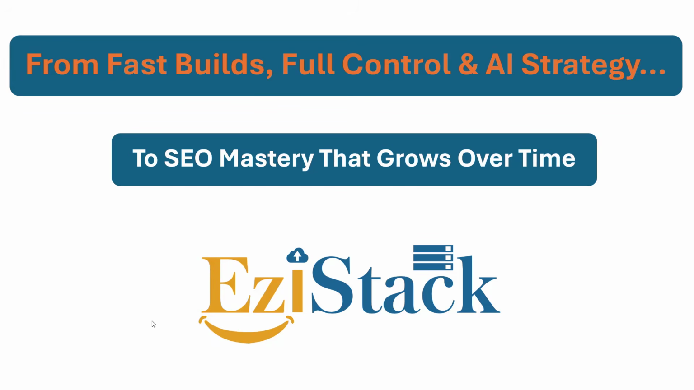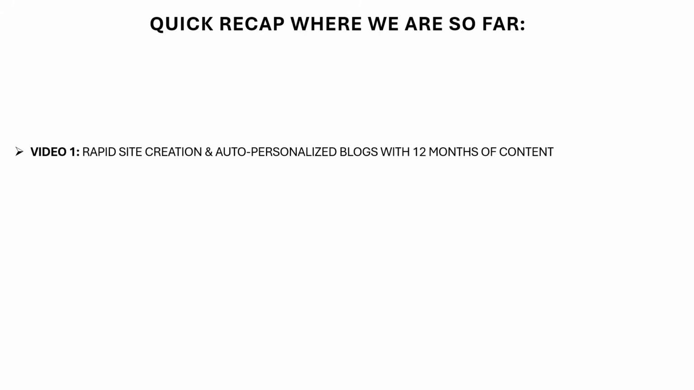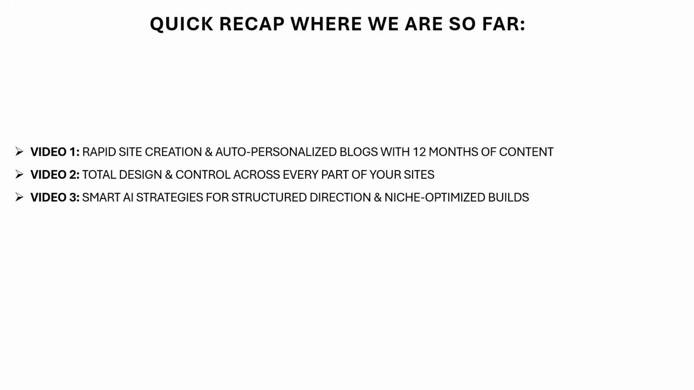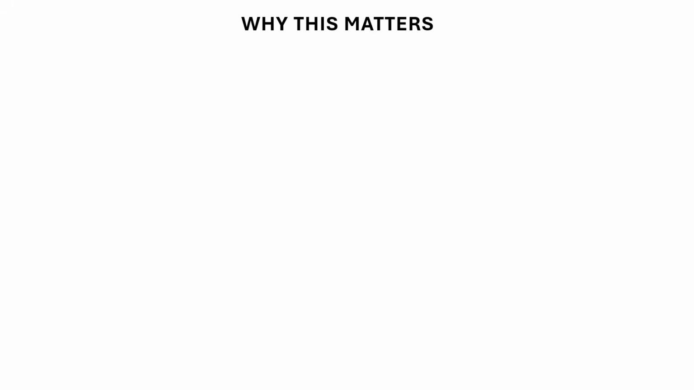This is video number 4 where we'll explore the SEO mastery that grows over time. So here's a quick recap of where we are so far. In video 1, I showed you rapid site creation and auto-personalized blogs with 12 months of content. In video 2, I showed you total design and control across every part of your sites. And in video 3, we saw smart AI strategies for structured direction and niche optimized builds. And now we go even deeper into SEO intelligence and long-term organic traffic.